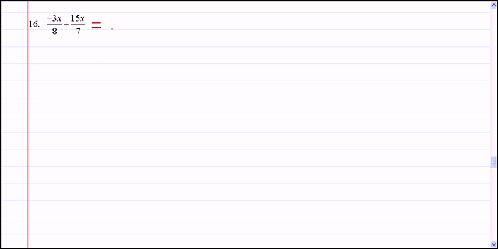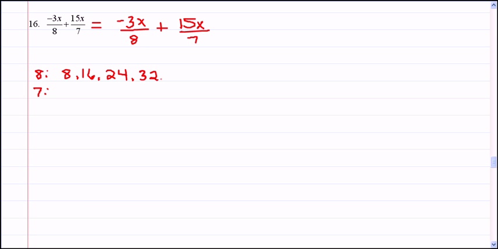And for number 16, we have negative 3x over 8 plus 15x over 7. And to find the least common denominator, I write out the multiples of the denominators. After a while, you may be able to identify the least common denominator without writing out the list of multiples, and that's okay, but if you're ever stuck, always turn to the multiples and you'll always get the least common denominator.